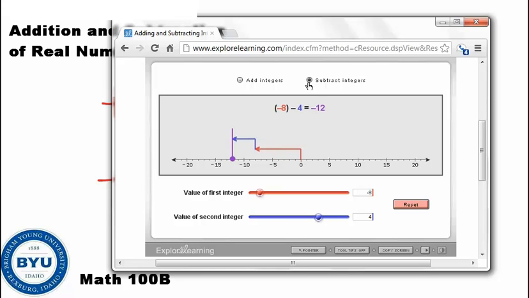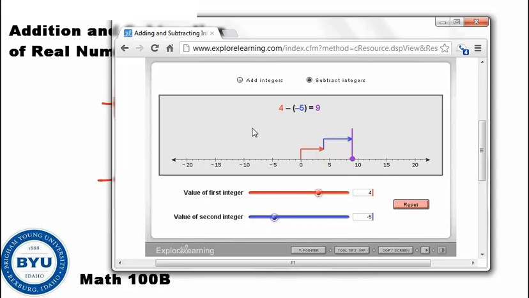Let's take a look at when subtracting. So when subtracting, if I had 4 minus 2, well, this is an easy problem here. We go to the right 4, and then we subtract 2, which moves us back to the left 2 units to give us 2. Now, what happens when we subtract a negative number?